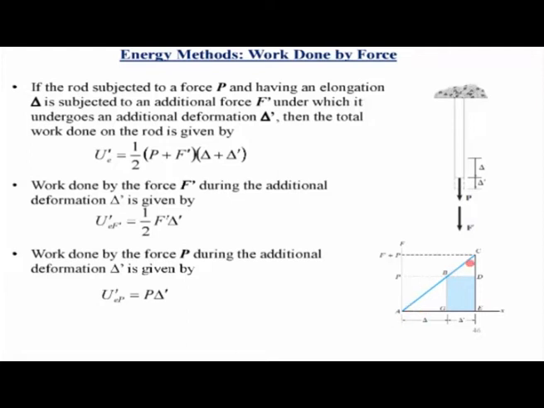So it is a gradually applied load, but the virtual load is already existing, as in the case of this load P here. Because of that, the work done due to the virtual load is P times delta and not half P times delta. The total work is again half P plus F prime into delta plus delta prime. So because the virtual load is first applied and then the external load is applied, the external work of the virtual load to undergo the additional deformation due to the external loads is P times delta, that is shown here.